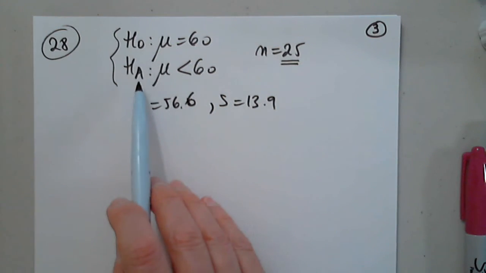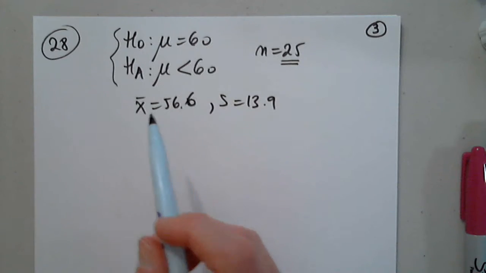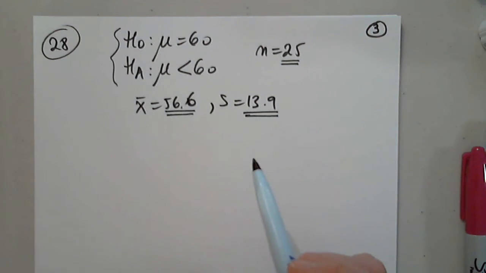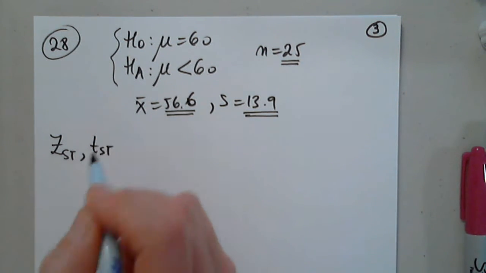Problem, we are given the null and the alternative. They're telling us that the sample size is 25. They collected the sample, they have the mean and the standard deviation of the sample. They're asking us to complete the test, to determine first the test statistic. Are we after Z statistic or T statistic?